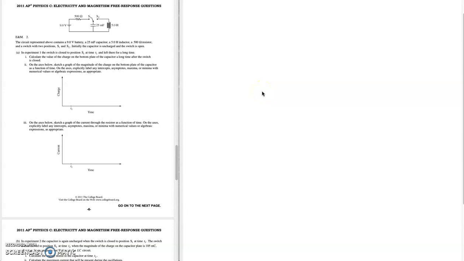2011 E&M number 2. This is a circuit where we have a 9-volt battery, 500 ohm resistor, 25 millifarad capacitor, and if we connect the switch to S1, the capacitor gets charged up. Then we can connect it to S2 and discharge the capacitor through the inductor. We did not have a chance to discuss LC circuits to see how that goes. So I'll have to discuss it now.